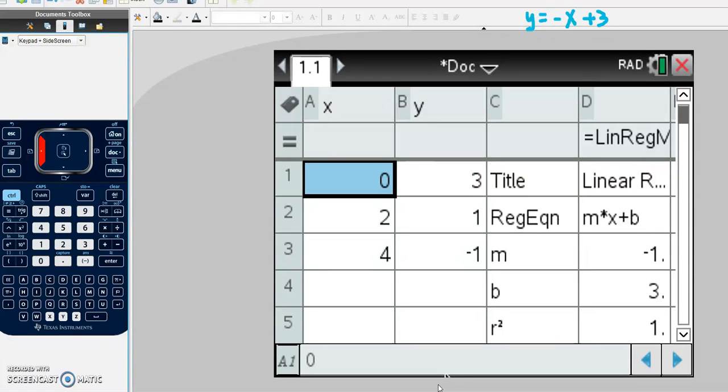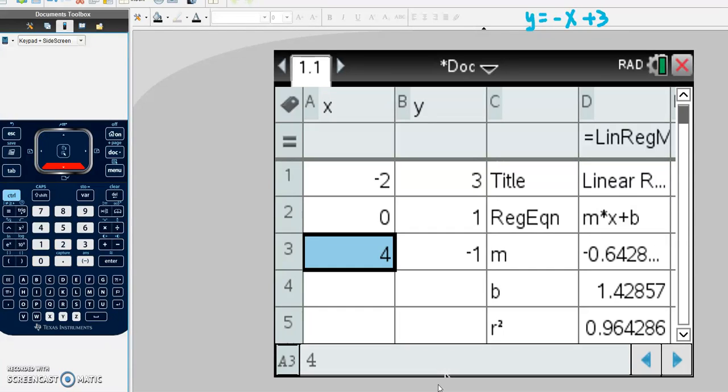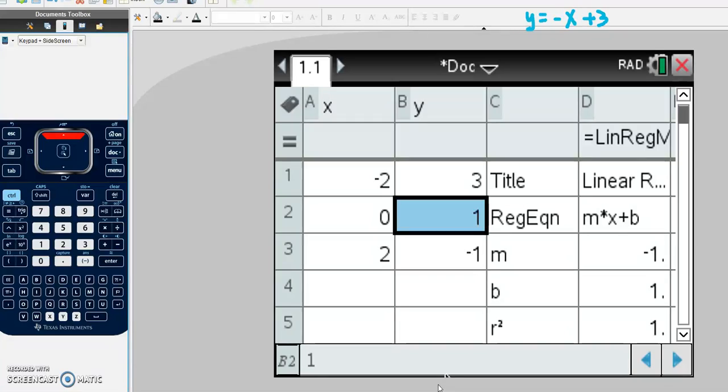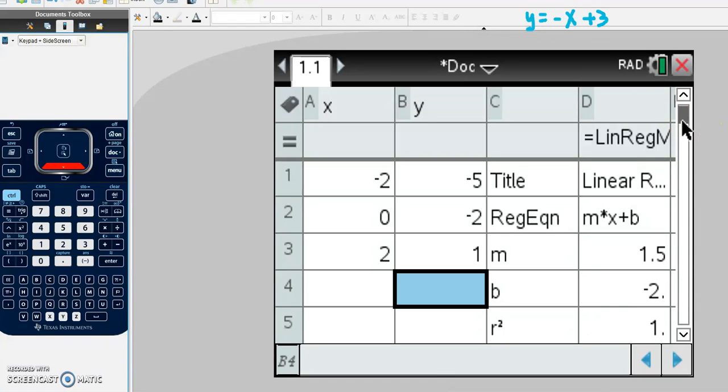So in the second data table we have a -2 and then a 0 and then a +2 for the X's. In the Y column we had -5 and a -2 and a +1. So again, then we have my slope, my M is 1.5 and my y-intercept is -2. So if I write that here, y equals 1.5x and then -2.